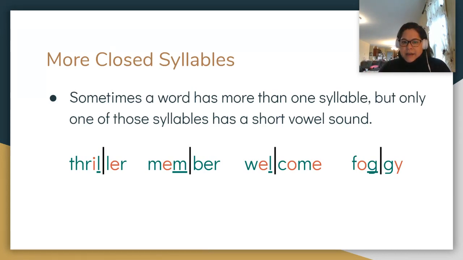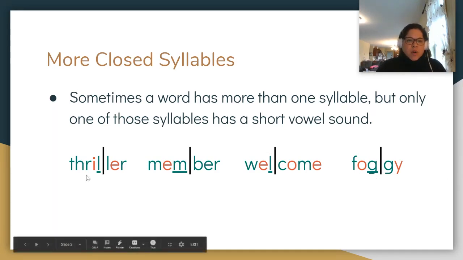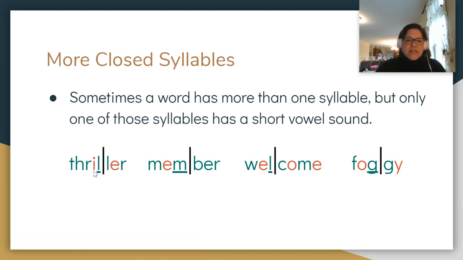Now we said sometimes a word has more than one syllable, but only one of those syllables has the short vowel sound. So let's take a look at some of those examples. So here we have a word with two syllables. This L closes off this vowel to give us thrill. And while we have a consonant that looks to close off this vowel, we notice that we see ER. And your brain should trigger you to remember that ER works together to say er. So this syllable actually says thriller.